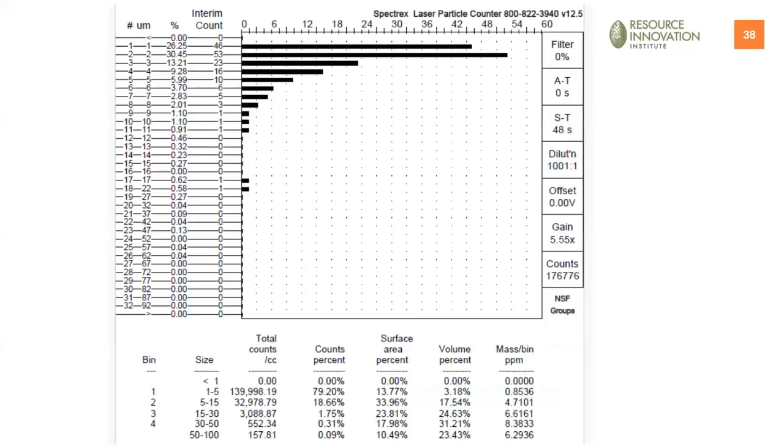So this is a particle size analysis that you can run on a sample of your irrigation water. And this will give you an idea of how many particles you have, what is the size of the particles, and what is the volume and weight percent of those particles. And that helps you design a proper filtration system.